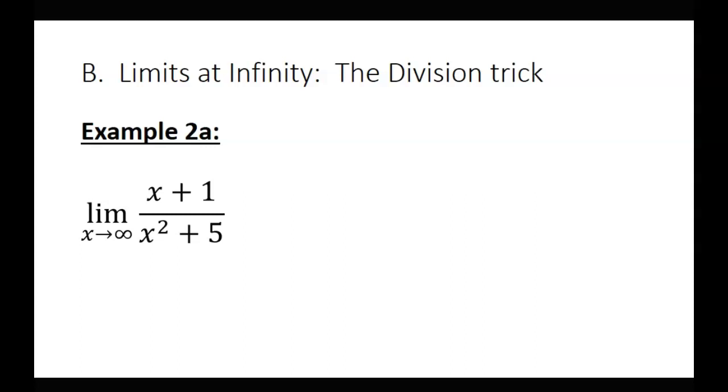Now here's the thing, I'm going to show you the division trick and then we're never going to use it again, because right after I show you, you're going to see there's a shortcut for it. But the shortcut doesn't make sense unless you do the division trick. So I want you to understand it first, but after that we're going to use a shortcut, right? So the division trick, by the way, only works for rational expressions at infinity. Okay? So let's write that.